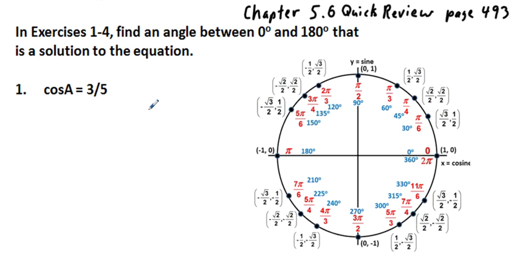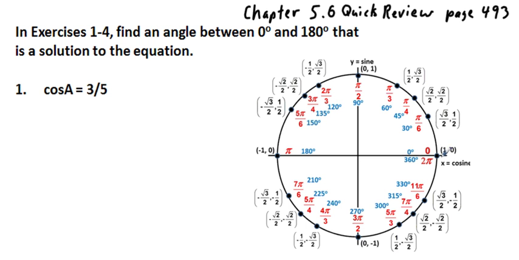This is chapter 5.6, quick review, page 493 from our Precalculus textbook. We're going to do the odd numbered problems 1, 3, and 5 from this quick review set. In exercises 1 through 4, find an angle between 0 degrees and 180 degrees that is the solution to the equation. And the book does not include the unit circle, but I include it here.